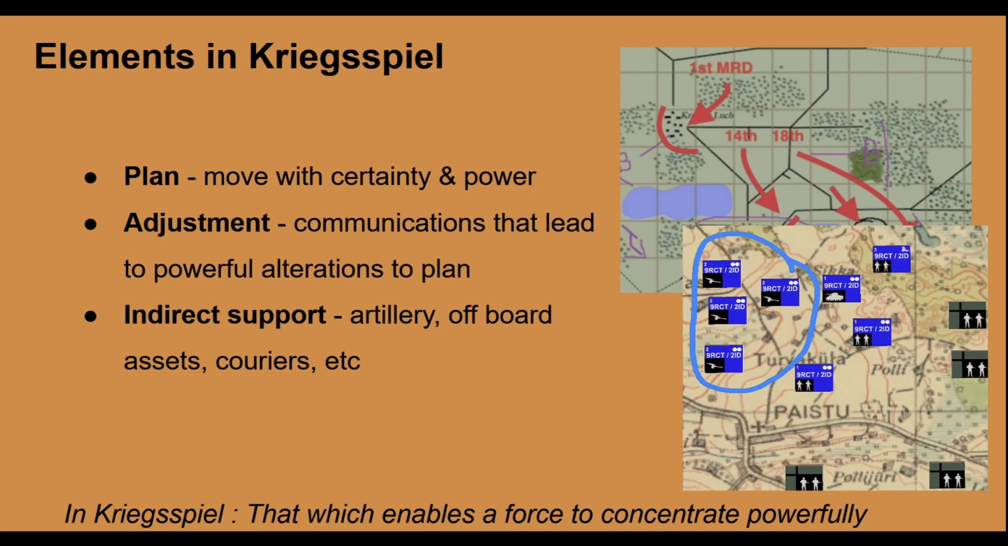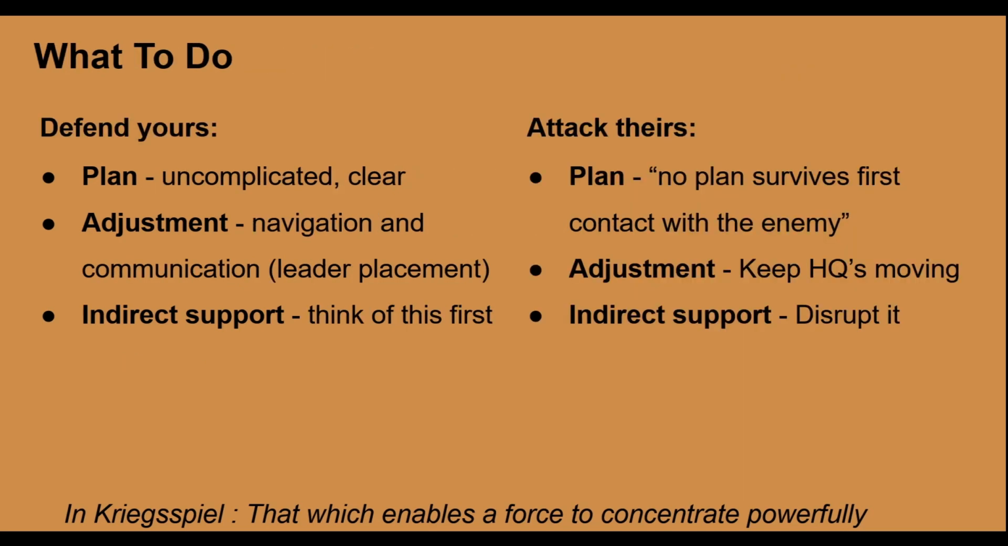And finally, indirect support. These are the things that we don't think about a lot. So I've got a blue circle around artillery in this case. And artillery is an indirect support that can inflict damage without being in a melee situation. And so that is also a center of gravity because it allows a force to concentrate powerfully quickly because you can move the artillery. So I think these are 3 things to simply focus on when you think about center of gravity in Kriegspiel.